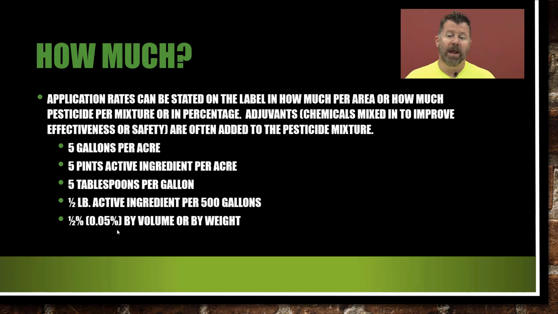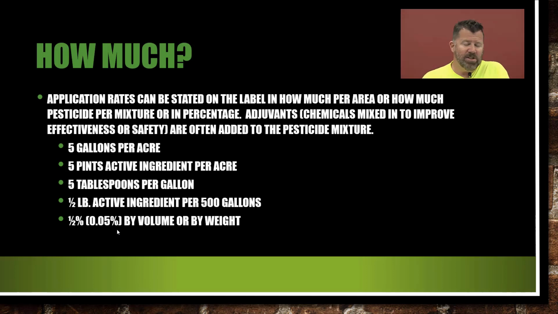Application rates can be stated on the label in how much per area, or how much pesticide per mixture, or even in a percentage. Adjuvants can be added to improve the effectiveness or the safety, and are often added to pesticide mixtures. We've added them all the time, and we saw that in the last lecture when it comes to pesticide formulation. But you can see things stated like 5 gallons per acre, 5 pints active ingredient per acre, or even 5 tablespoons per gallon. And occasionally the application rate is expressed in terms of percentage of the final dilution. For example, 0.5% by volume, or 1% by weight.